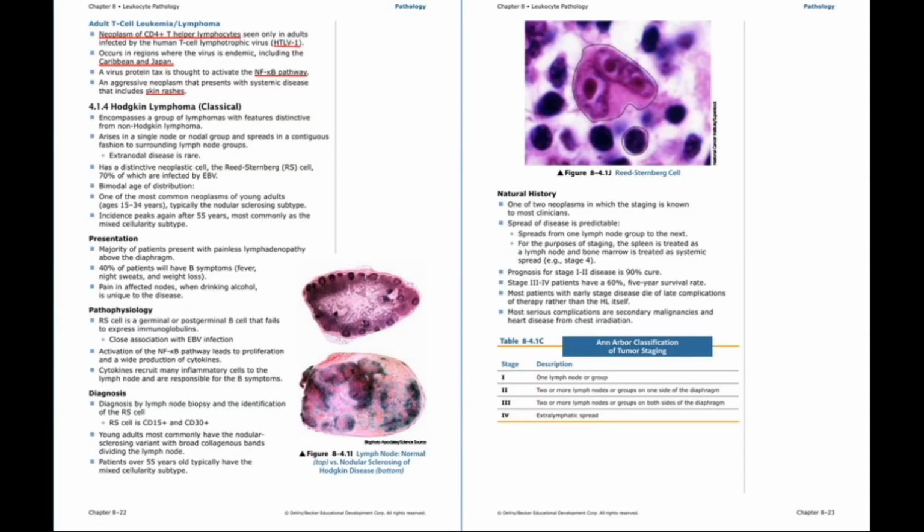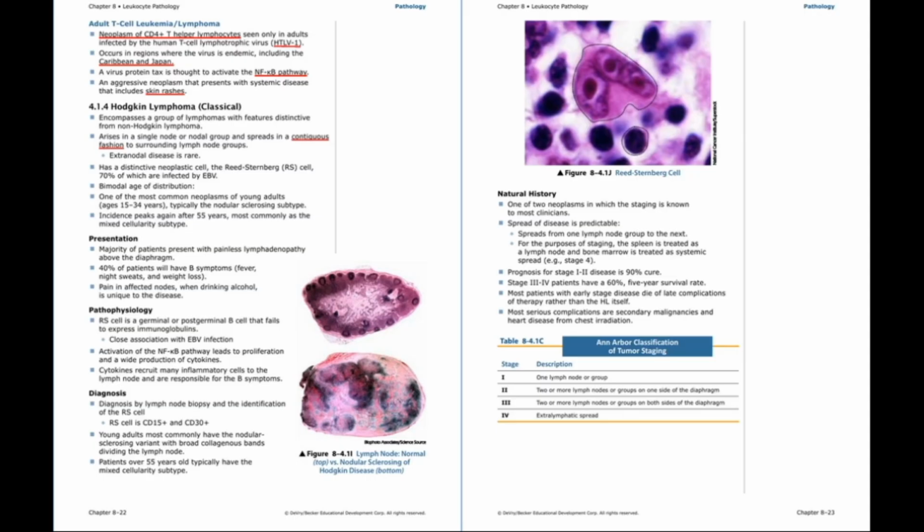Hodgkin lymphoma encompasses a group of lymphomas with features that are actually quite distinctive from the non-Hodgkin's lymphoma. For the purposes of our discussion, we're limiting our discussion to classical Hodgkin's lymphoma. Hodgkin's lymphoma arises in a single node or nodal group and spreads in a contiguous fashion to the surrounding lymph node groups. This is different from our non-Hodgkin's lymphoma, which can often skip to systemic spread.